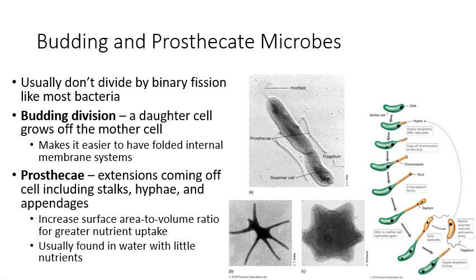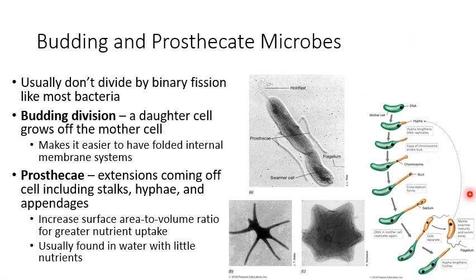So next we'll talk about budding and prosthecate microbes. Budding is a type of cell division. Most bacteria will divide by binary fission, where the cell just gets twice as big and it makes a wall in the middle, and then that wall pinches off and separates the 2 new cells. With budding division, it's a very different process, where basically a new cell will grow or bud off of the parent cell, or the mother cell.